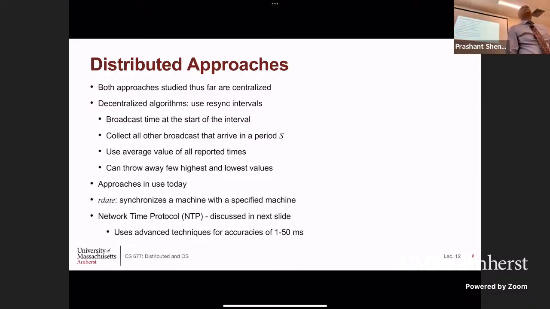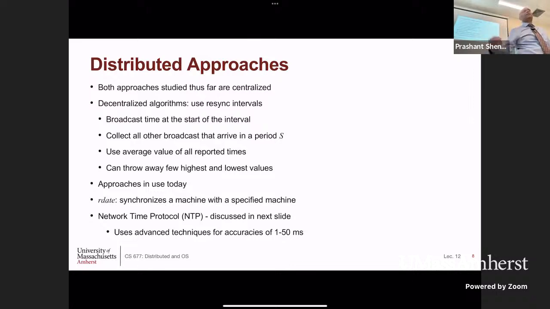Yes. What if T reply is greater than the resynchronization interval? First of all, that should not happen. You should not be synchronizing that frequently. Clocks are not that far off. Typically, if you give delta and you look at rho, that will mean you synchronize every few minutes, every few hours. So you're not synchronizing every millisecond or something like that.